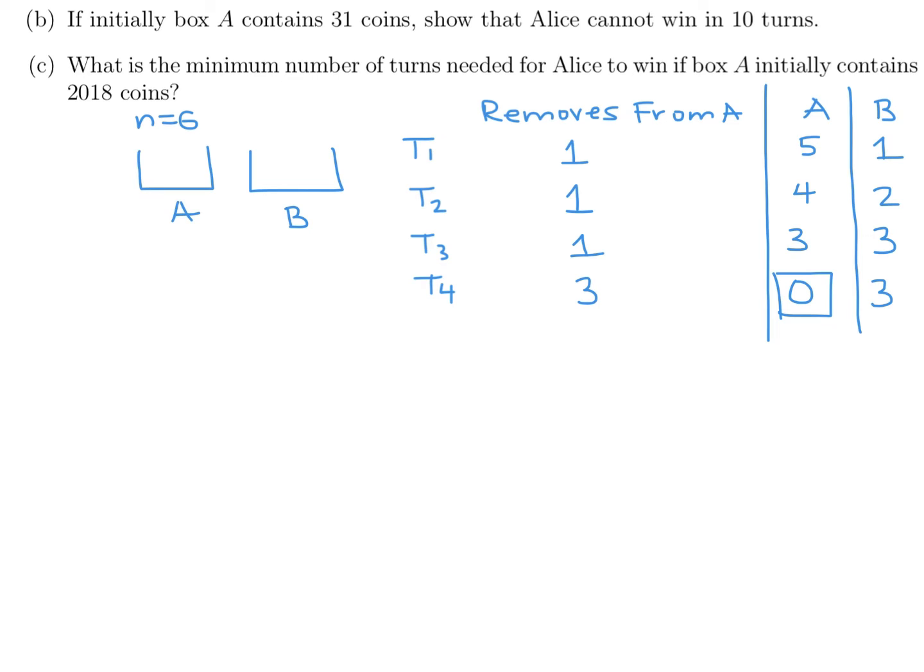So same kind of thing. Let's make a little table here. Removes. And then we've got A and B. And then we've got our turns 1, 2, 3, 4, 5, 6, 7, 8, 9, 10. Okay. And we've got to show that this is not possible if you start with 31 coins. Okay, so initially we start with 31. And then obviously initially B is 0. So let's just see what happens.